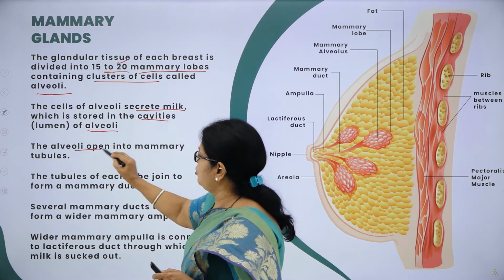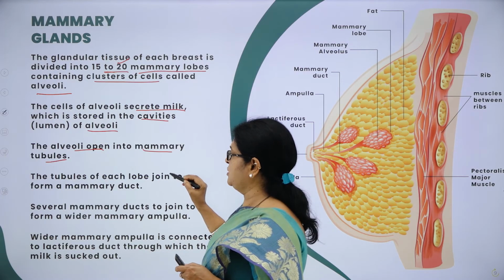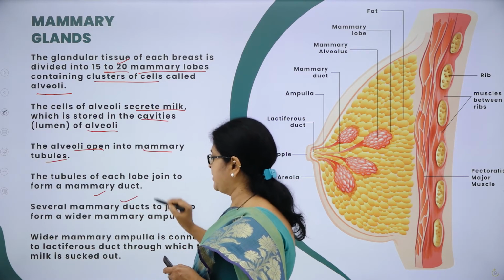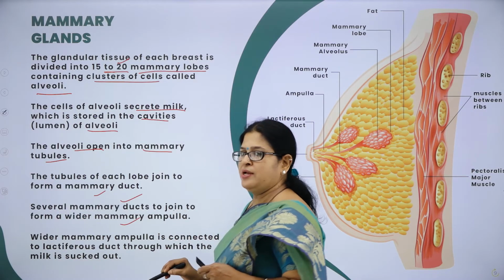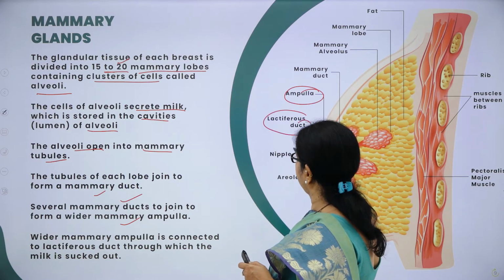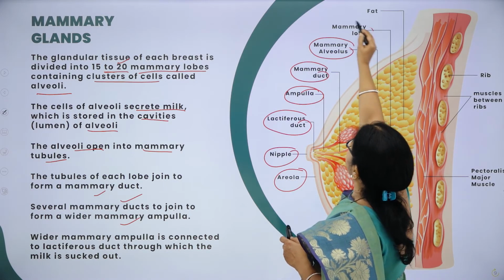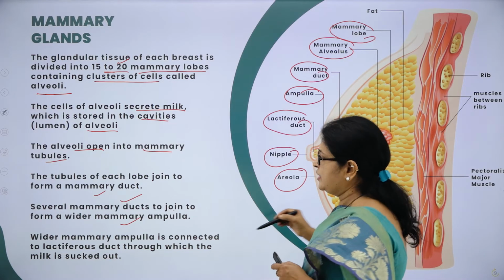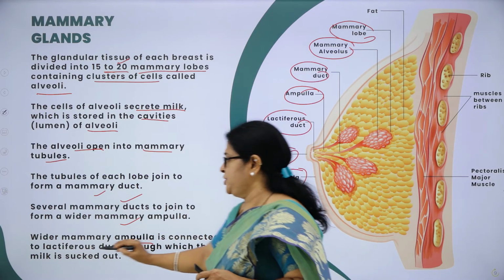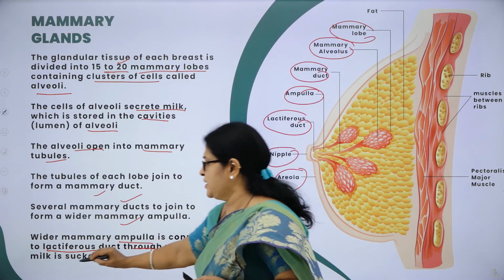Next, the alveoli open into mammary tubules, and the tubules of each lobe join to form a mammary duct. Then several mammary ducts join to form a wider mammary ampulla. Here you can see the mammary ampulla, right? So you can see the mammary duct here, mammary alveoli, mammary lobe, right? Next, the wider mammary ampulla is connected to lactiferous ducts through which the milk is sucked out.